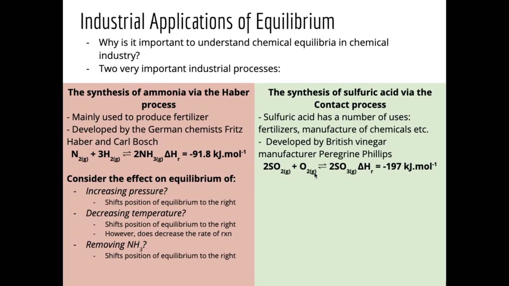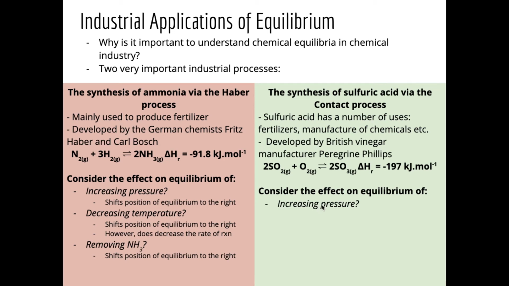Looks like this, 2SO2 plus O2 goes to 2SO3. So this is a step in the production of sulfuric acid. Very exothermic. You can see the big negative number. Let's do the same thought experiments. Consider the effect on equilibrium of the following. What would happen if you increase the pressure?